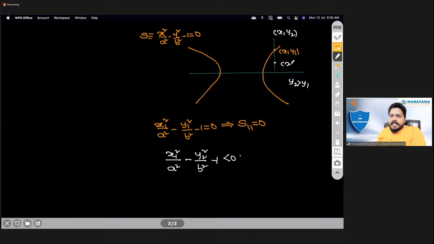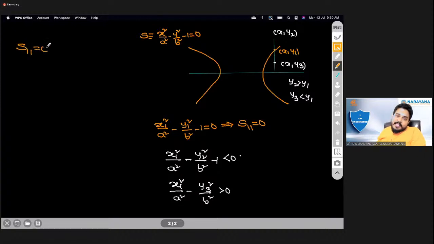And if I take here x1, y3, for example, y3 is less than y1. So here what happened? x1 square by a square minus y3 square by b square is greater than 0. So the difference is, compared to this one, where the point x1, y1 is on the curve, S11 is equal to 0. Here S11 is less than 0. This is the S11 less than 0 situation.